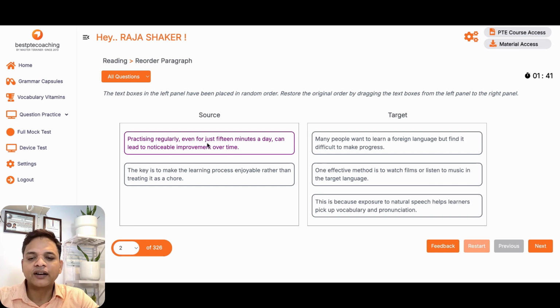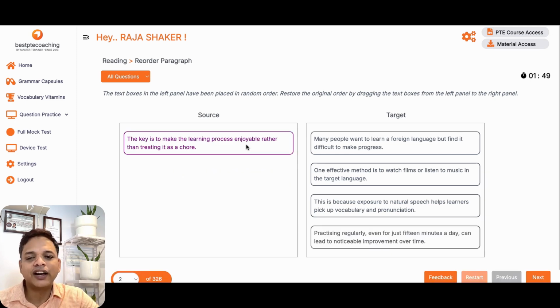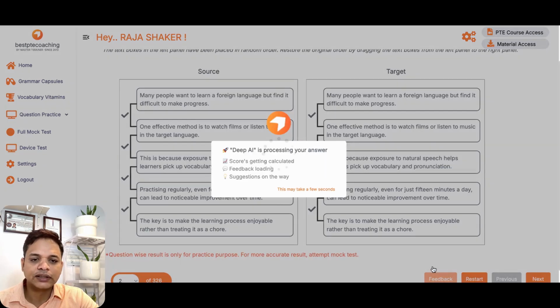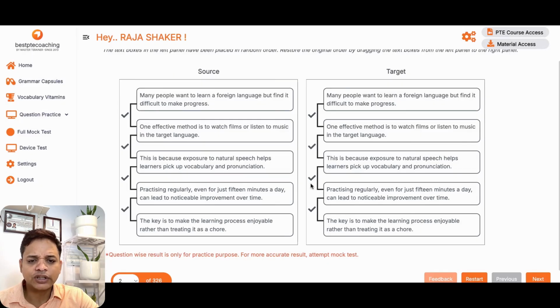And practicing regularly, even for just 15 minutes a day, can lead to improvement. Okay. And this is the final, last suggestion or conclusion kind of suggestion. It comes here. See, this is correct. Yes, it is correct. So 1, 2, 3, one pair. Every 2 sentences together, one after the other, is one pair. 1, 2, 3, 4 pairs are there when there are 5 questions given.